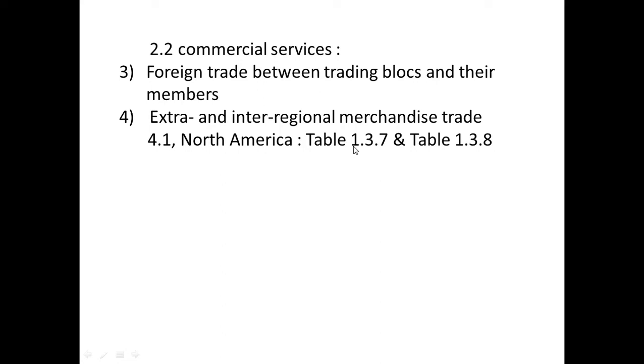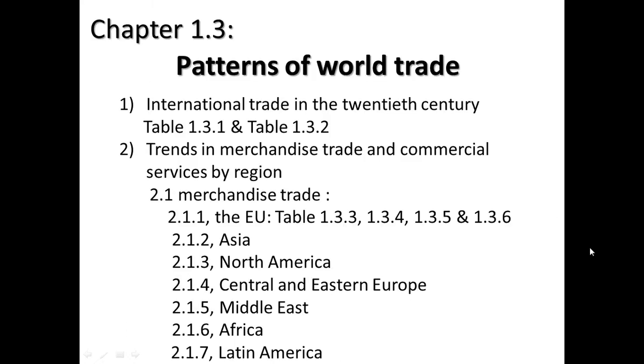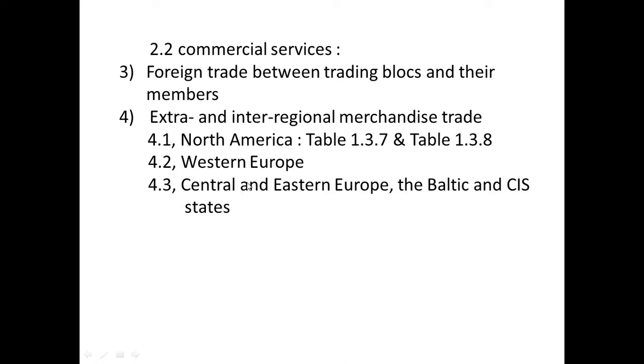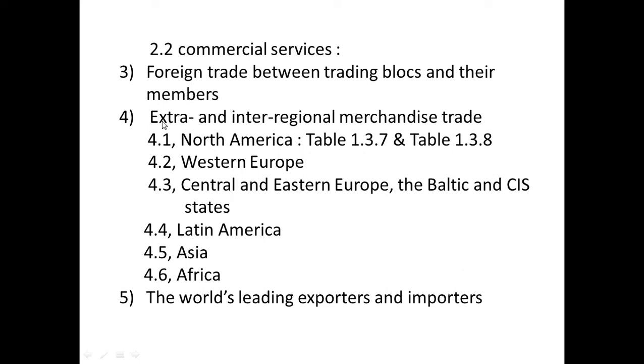These 2 tables are 1.3.7. The previous one, it should be 6. Yes, here 6. That's why now it is 7, and then 1.3.8. The other sub-points: Western Europe, the third sub-point Central and Eastern Europe and Baltic and CIS states, Latin America, the fifth one Asia, the sixth Africa. So for extra and inter-regional merchandise trade, you will discuss these 6 regions.